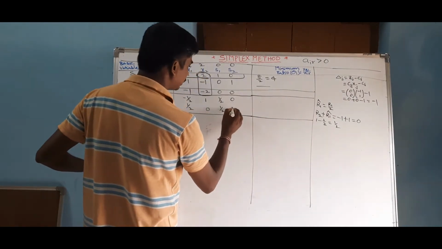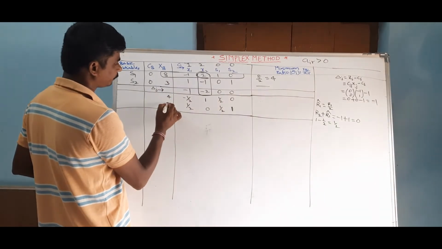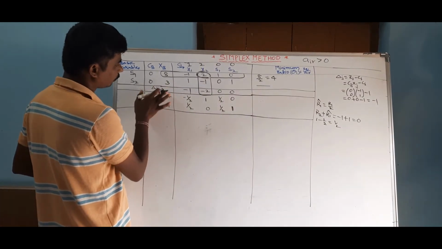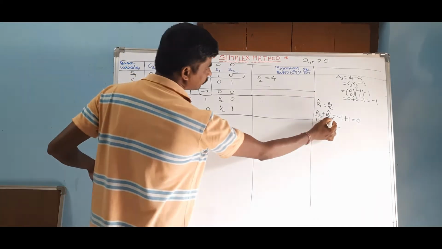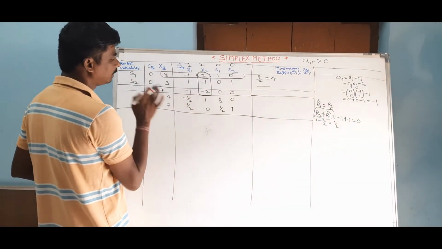Now second iteration, see here. Next, 4 plus 3 is 7. Now using this formula, R2 plus R1 cap, 4 plus 3 is 7.